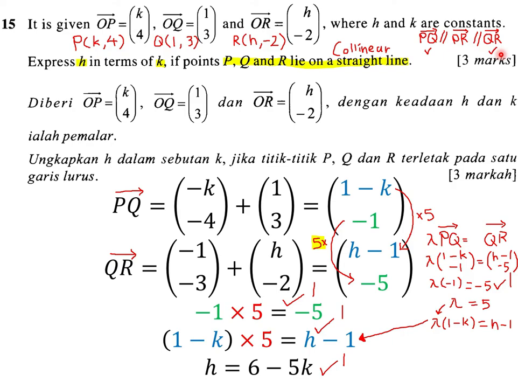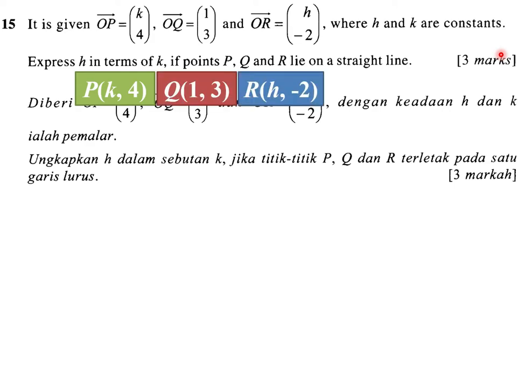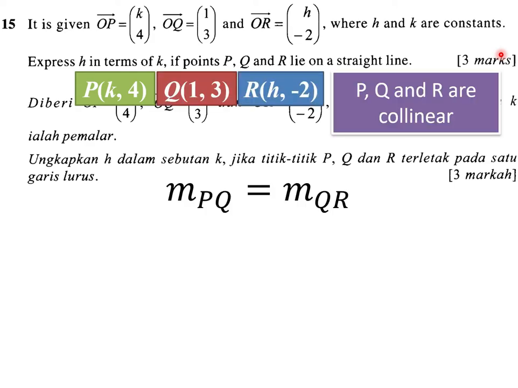Some people maybe feel that this method is complicated. So now I'm going to introduce another way for us to solve this question, but not using the method of vector. We already know the coordinates, right? I already wrote them down for you. One is coordinate P, one is coordinate Q, one is coordinate R. Because P, Q, R are collinear, PQ, QR, PR are all parallel.